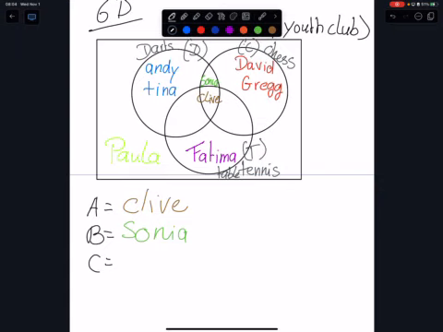Now, I say all the students who play chess, come forward. You do not only look at Dave and Greg. You look at everyone that plays chess. So David, Greg, Sonia, and Clyde, because all of them play chess. Sonia and Clive.